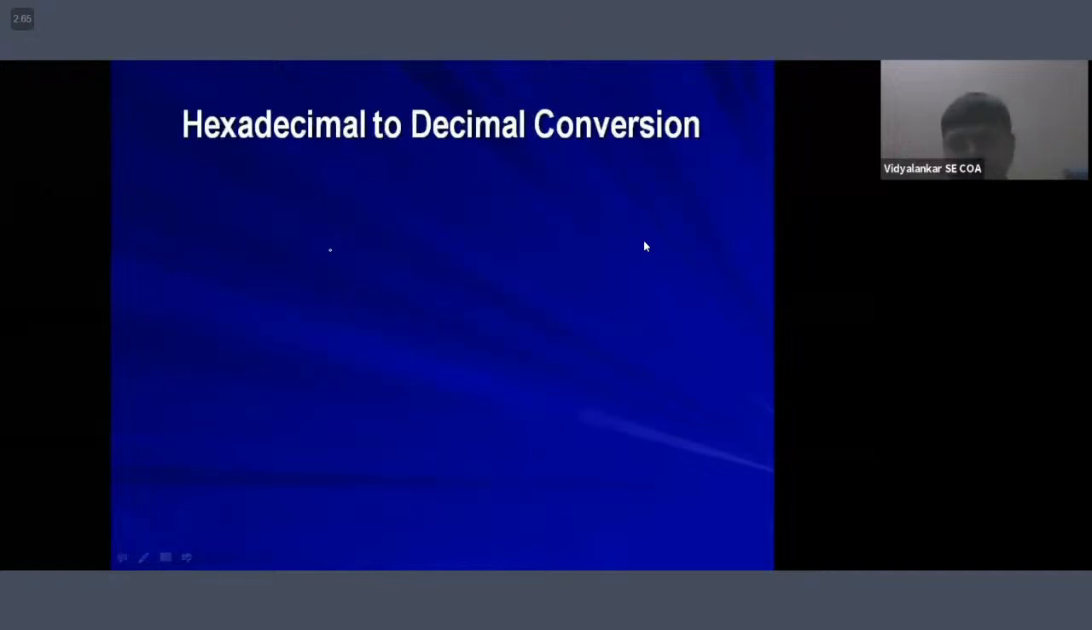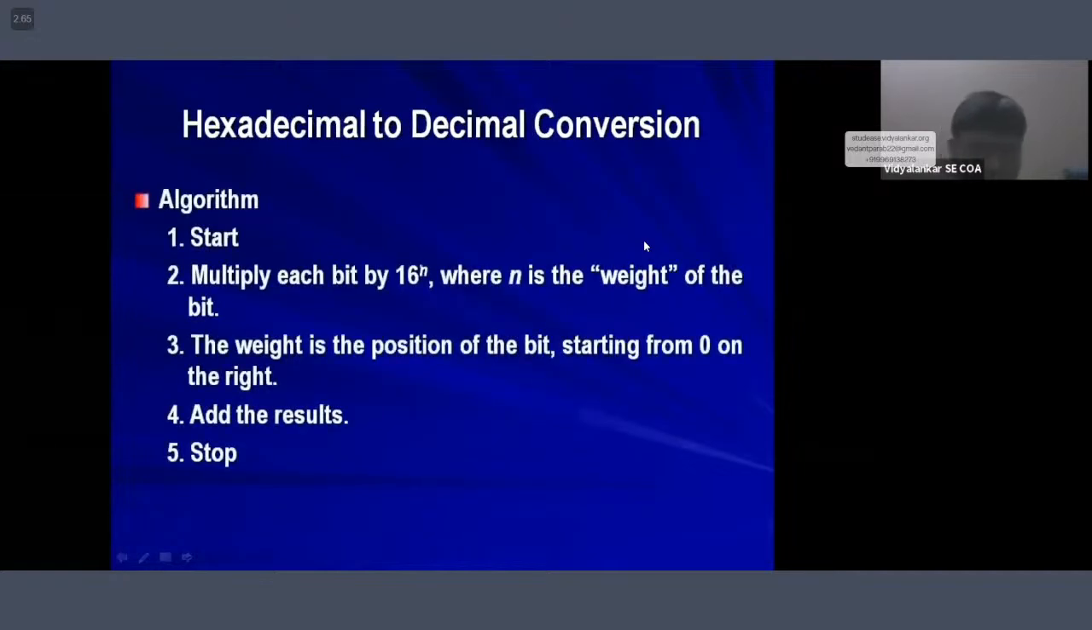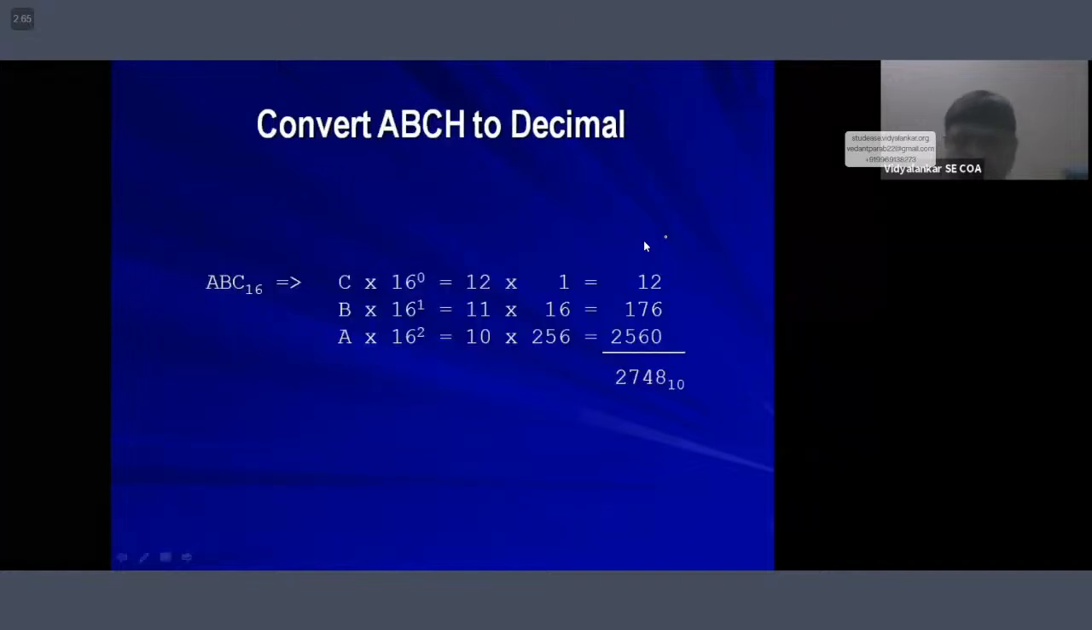Let's go ahead. I was talking that it's a multiplication algorithm with only one change, and that change is we are going to multiply with the power of 16. It's not the power of 2, not the power of 8, already done. It's the power of 16. And again, something called weight, if you see. Let's do it, and we will understand by doing.